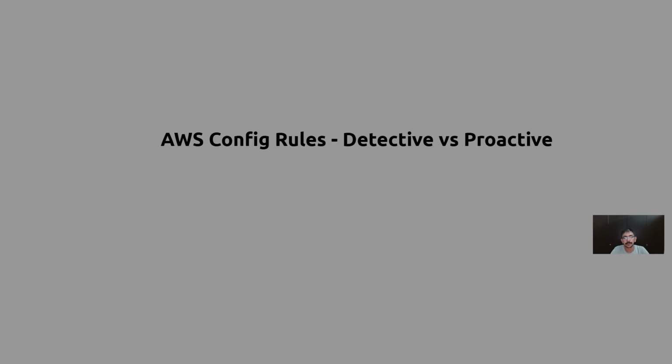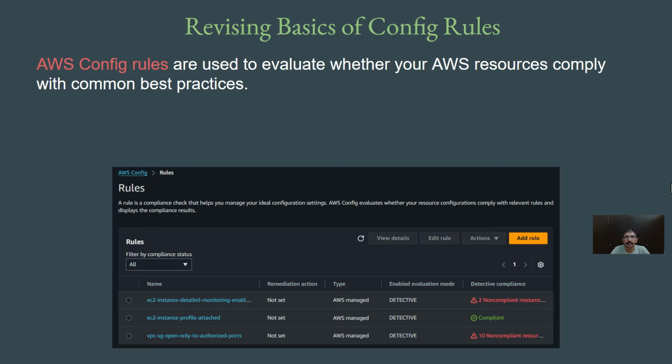In today's video, from the perspective of AWS Config rules, we are going to discuss the rule evaluation mode, specifically the difference between the detective and proactive rules. Now before we do that, let's quickly spend 2 minutes to revise the basics of the AWS Config rules.